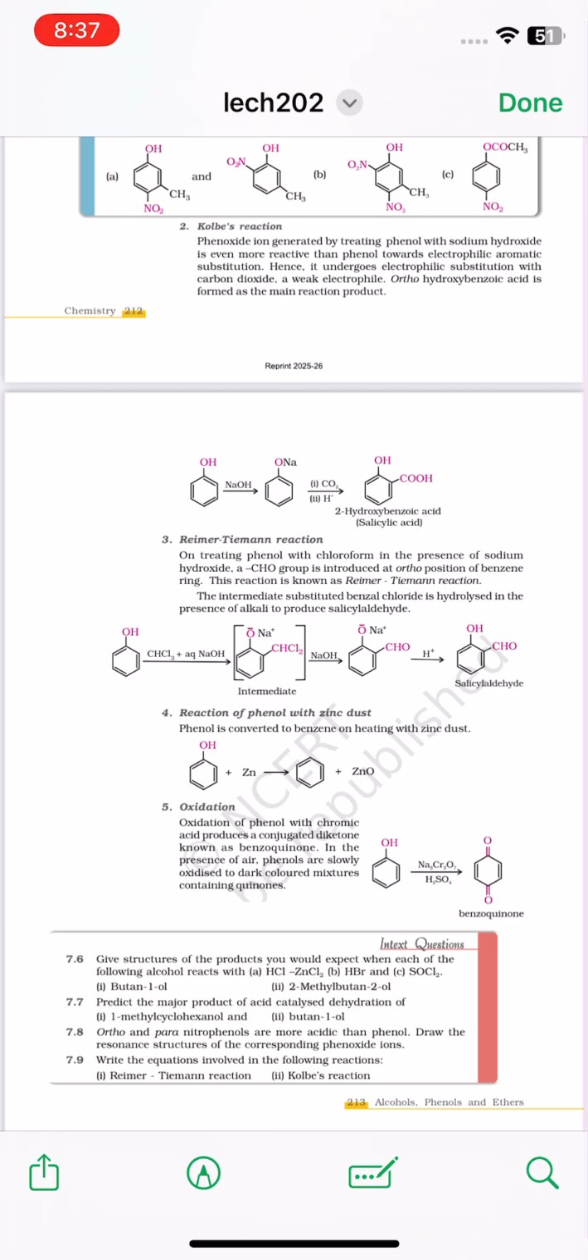Reimer-Tiemann reaction. Third reaction. On treating phenol with chloroform in the presence of sodium hydroxide, a CHO group is introduced at the ortho position of the benzene ring. The reaction is known as the Reimer-Tiemann reaction. The intermediate substituted benzal chloride is hydrolyzed in the presence of alkali to produce salicylaldehyde.